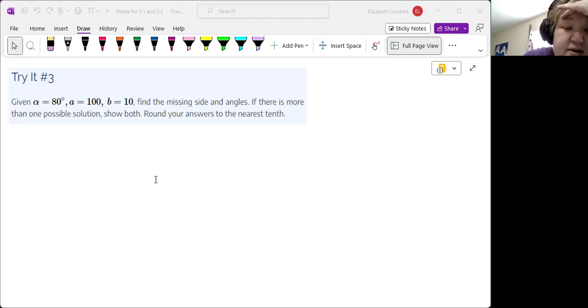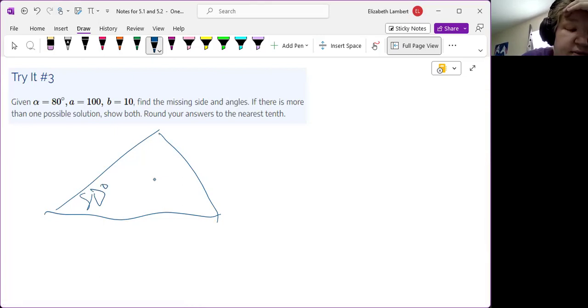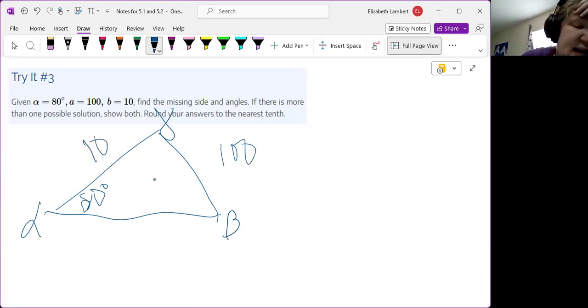So this is saying that our triangle has a measure of 80 degrees here at alpha, and the side opposite alpha is 100. B has a side size 10 opposite it. We don't know what beta is. And we have the complete unknown pair for gamma and C. So let's start with beta.